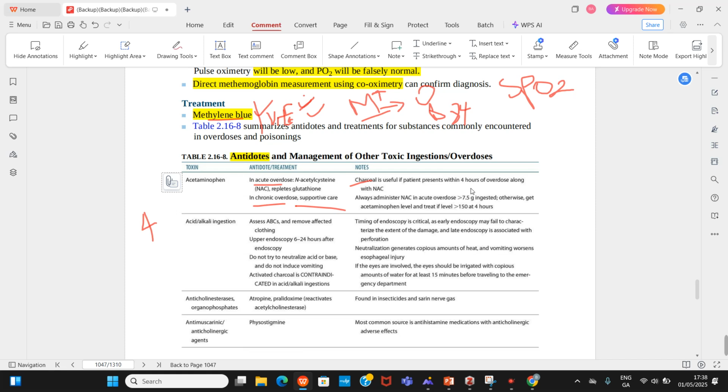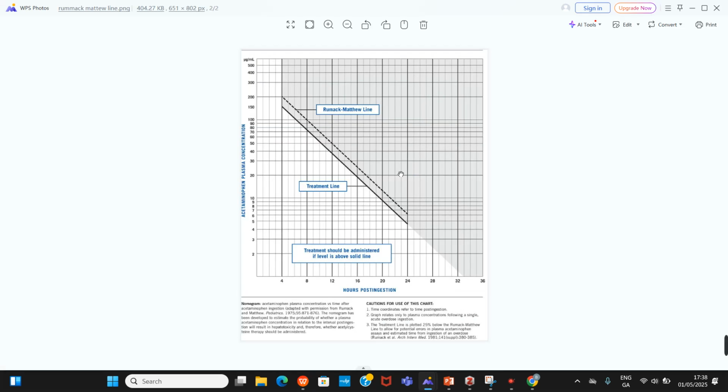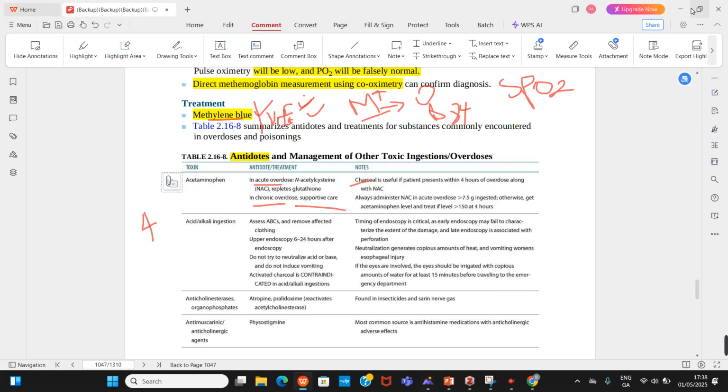If the person has not taken up to that, but you waited for 4 hours, you plot your level, and it's more than the treatment level, which is 150. The treatment line is 150. You administer your N-acetylcysteine. You can see that this is 150. Anything above 150 is crossing the treatment line, so you want to administer your N-acetylcysteine. But if any of these criteria is not met, you can give activated charcoal, provided it's within 4 hours.